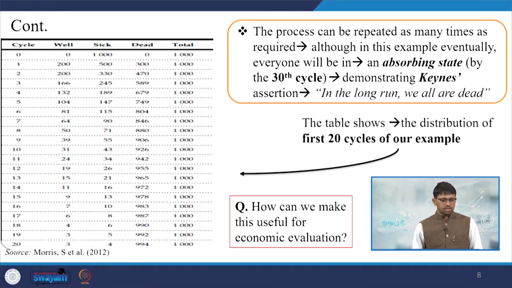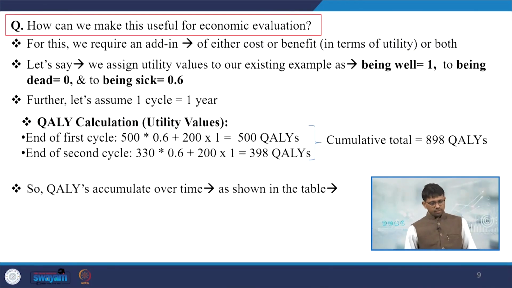Okay, even here as well, 200, 500 and 300 on the first cycle. The first one: we said that 500 are actually sick and their probability value is 0.6, and being well, there are 200 people, hence 200 into 1, and 0 they are dead. So, that will be 0. Then in total there are 500 qualities at the end of the first cycle.